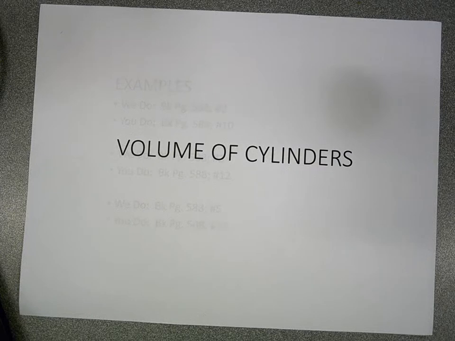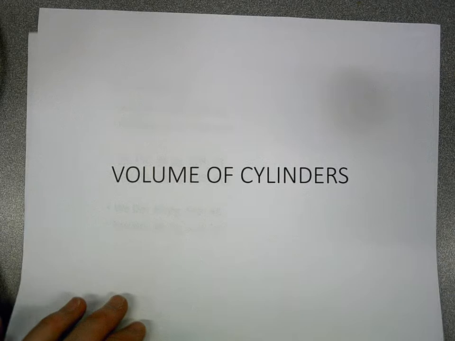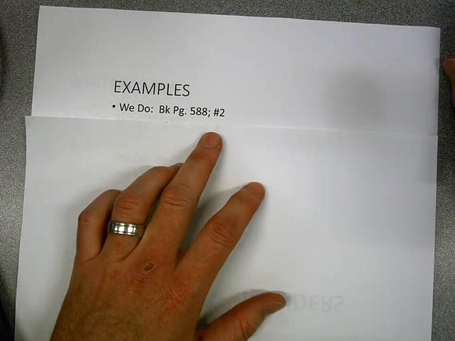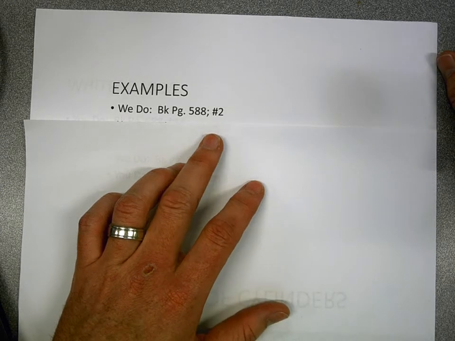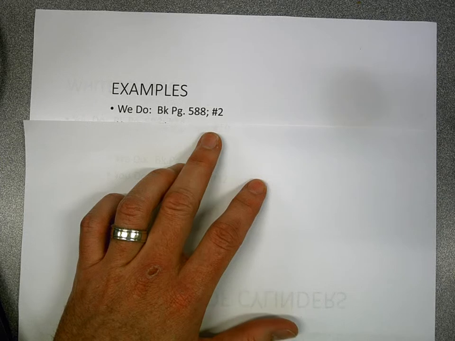All right, so with that said, you should already be on page 588. Let's start by looking at problem number 2. If you take a look at the directions, it says find the volume of each cylinder, round to the nearest tenth. So you just see cylinders all up and down that page. However, number 2 doesn't have a cylinder. It just has a description of the cylinder. It says the diameter of the base is 33.2 millimeters, and the height is 60 millimeters.